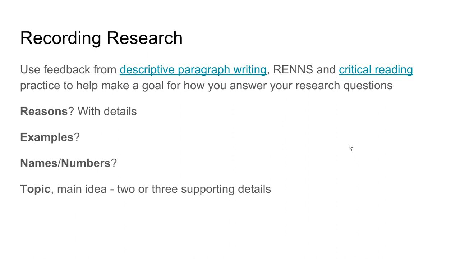From this point forward, we can go back and use some of those ATLs that we have already introduced, such as descriptive writing, RENS, and critical reading practice. So when they're going through their research and they're actually recording answers to their guiding questions, they can make sure that they have those details that they've been formatively assessed on earlier on in the unit.